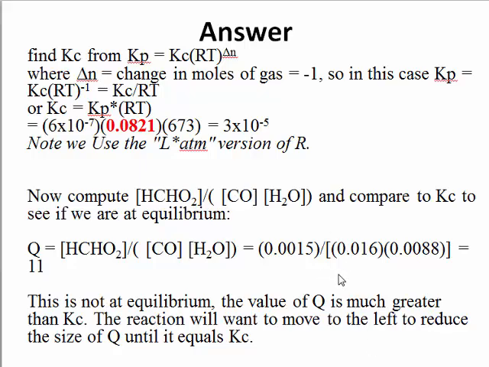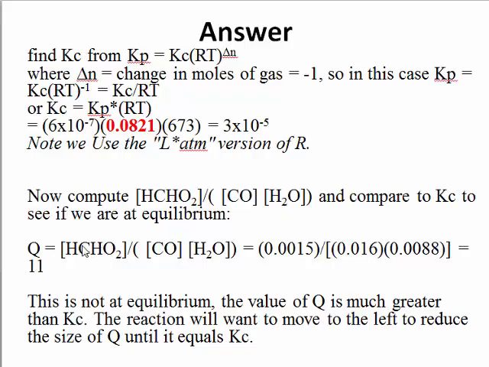Now to two significant figures, this gives a value of 11. So Q, the reaction quotient, is much larger than Kc. This system is not at equilibrium. To get to equilibrium, Q has to become smaller.